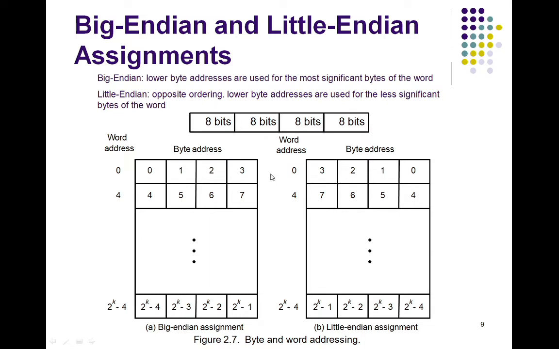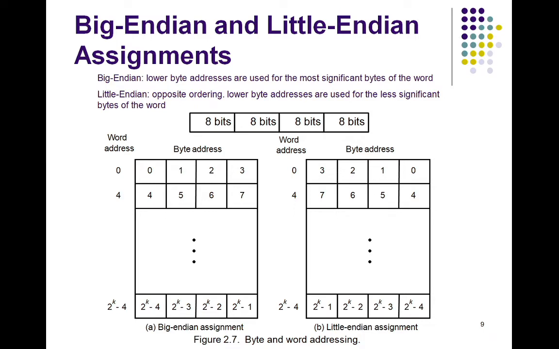For example, here, as I told, this is the least significant byte, and this is the most significant byte. So here 0 is the least byte address or the lower byte address. So if the lower byte address is used for the most significant word or the most significant byte, this is known as big endian assignment.